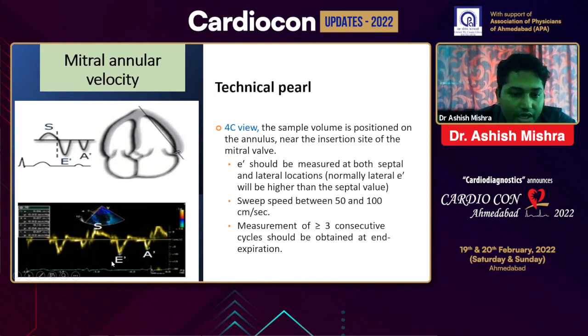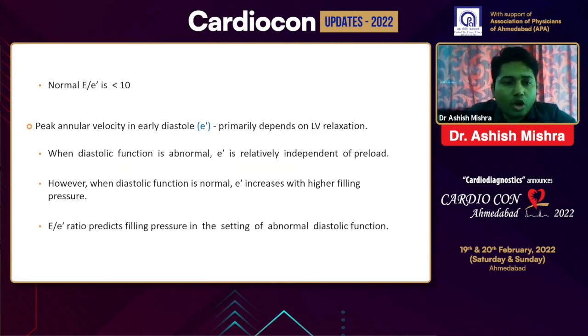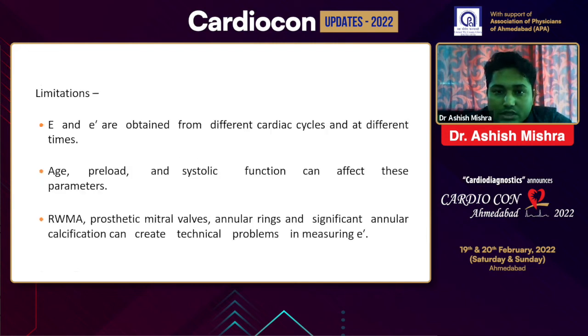In fact, we should always derive the E by E dash ratio after getting the E dash values, which goes on to reflect the LV filling pressures. So normal E by E dash ratio is less than 10, and peak annular velocity in early diastole, which is reflected by E dash, primarily depends on the LV relaxation. When diastolic function is abnormal, E dash is relatively independent of preload. However, when diastolic function is normal, E dash increases with higher filling pressure. So in fact, E by E dash ratio predicts filling pressure in the setting of abnormal diastolic function.